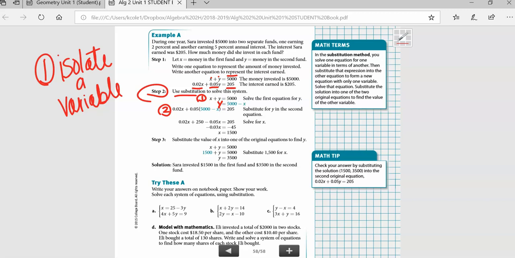Then you just do the math. You can see they did their math. They solved for X. So X equals $1,500. So what they do is they substitute that back into either the first or the second equation. It's not going to matter. They chose the first just because it's going to be easier. Plugged in $1,500. And then they solved for Y by subtracting $1,500. So now they know that their investment was $1,500 in the first fund, $3,500 in the second fund.